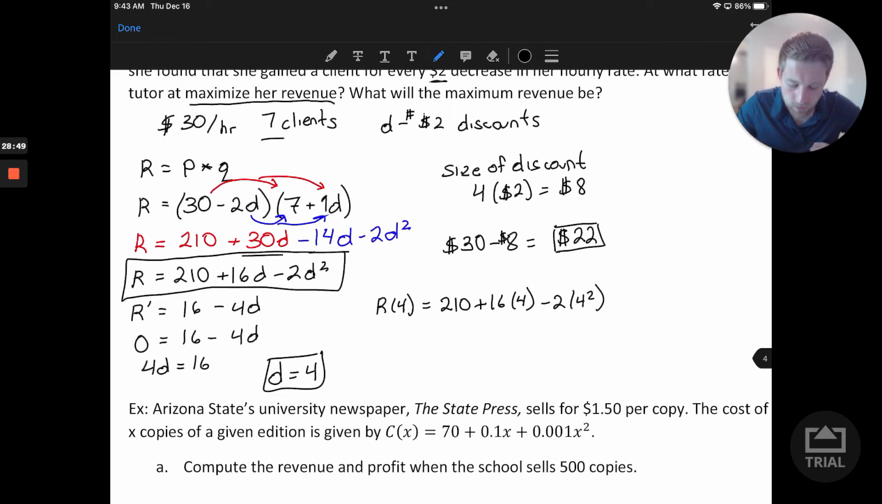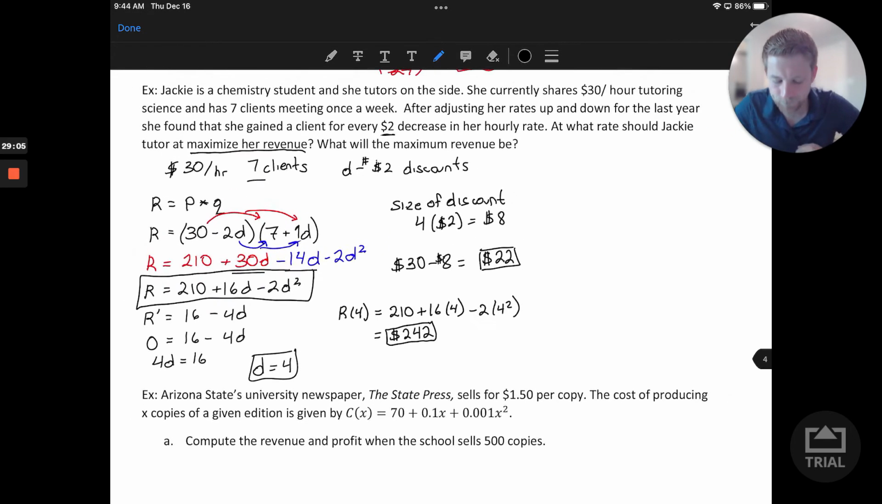And when we do this, you can plug this into your calculator if you'd like to consider what's the actual revenue. And this revenue would actually become $242 for the total revenue. So that would be the maximum revenue she could get with her tutoring each month.